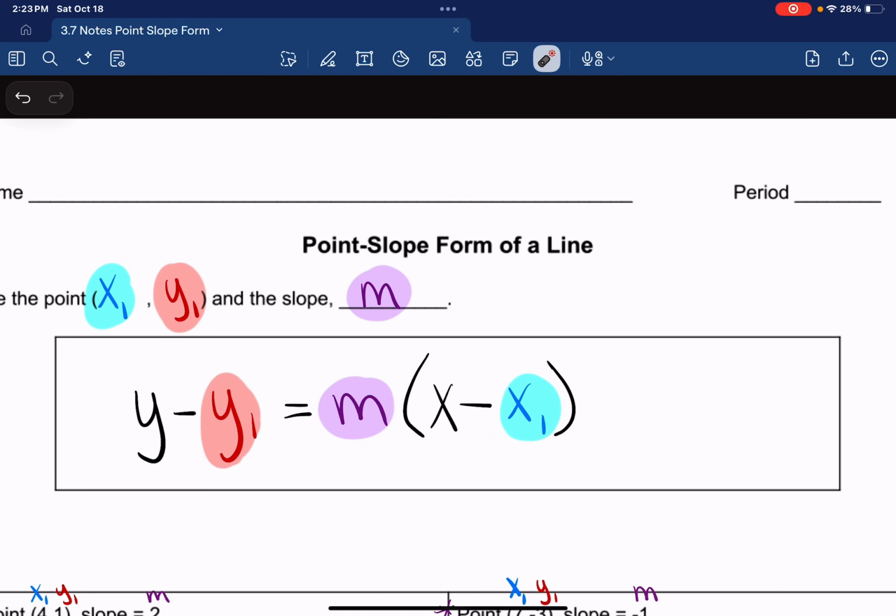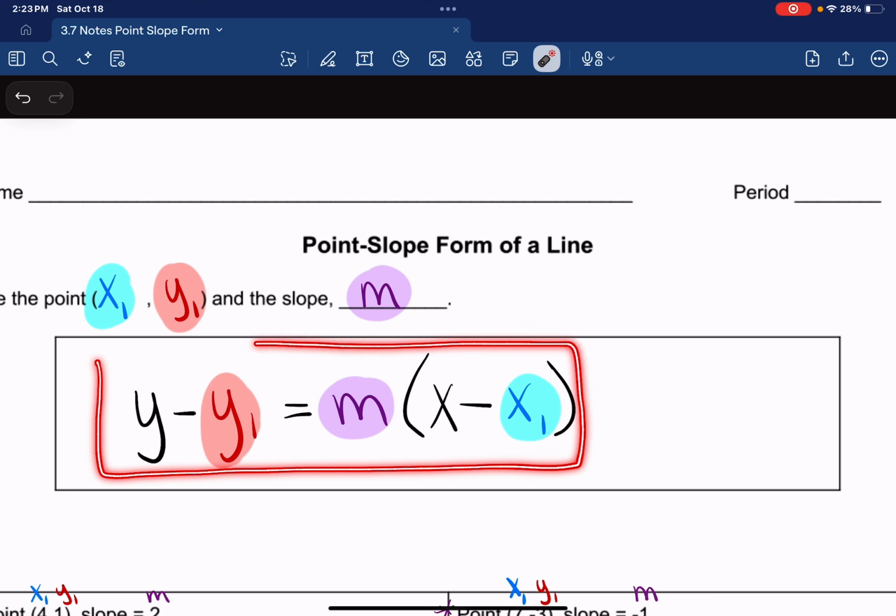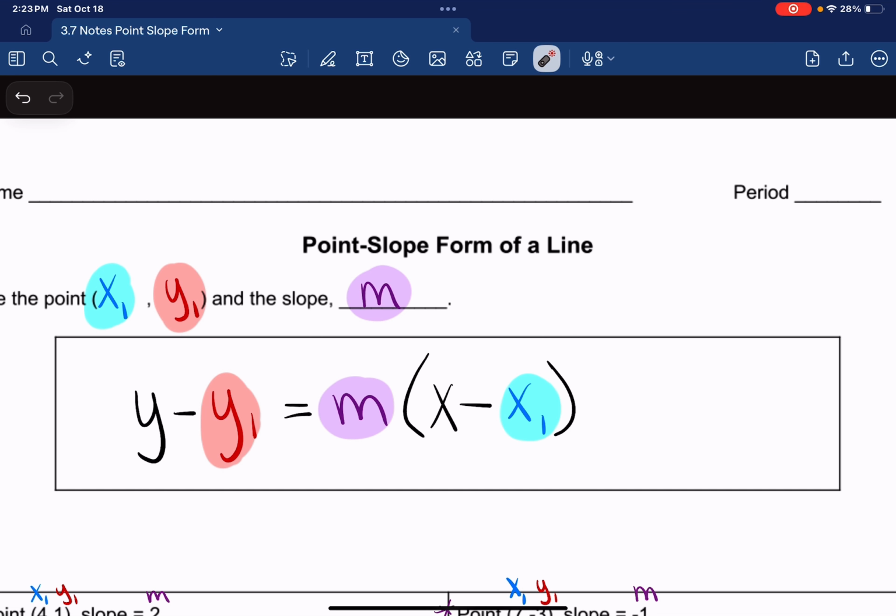All right, here's a quick recap of point slope form of a line. If you're given a point, I want you guys to always label it x1, y1. And then our slope, of course, is always our m value. And this is the formula that we use for point slope form: y minus y1 equals m times x minus x1.